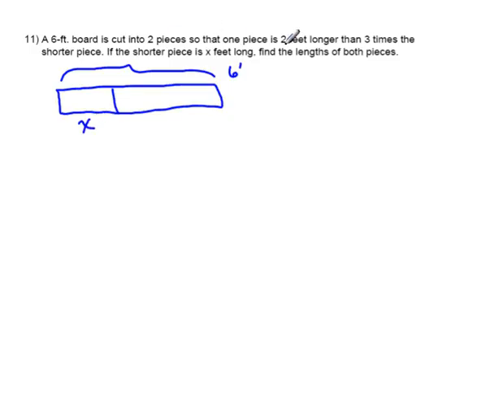And then the other piece is 2 feet longer. 2 feet longer is 2 plus 3 times the shorter. Well, the shorter is x, so 3 times that is 3x. Find the lengths of both. So I've defined both pieces, and the total is 6. Remember, total means addition, so your equation is going to be x plus 2 plus 3x equals 6. This is the small piece plus the longer piece equals the total of the board, which is 6 feet.